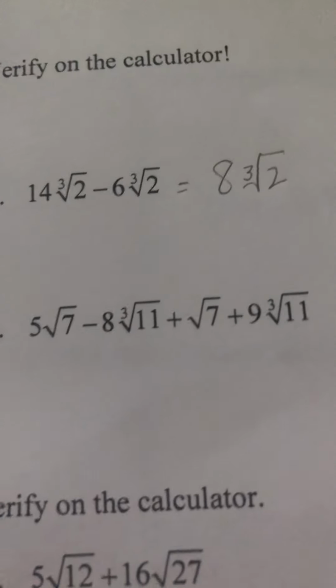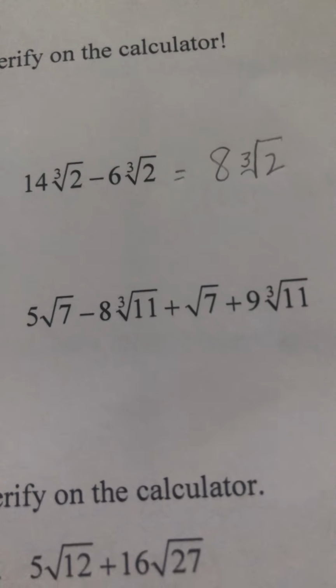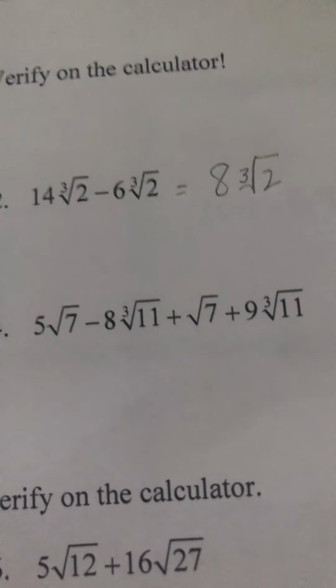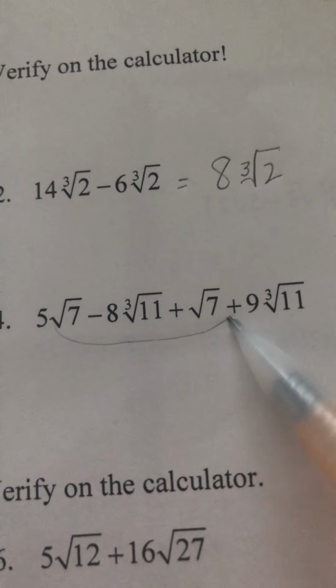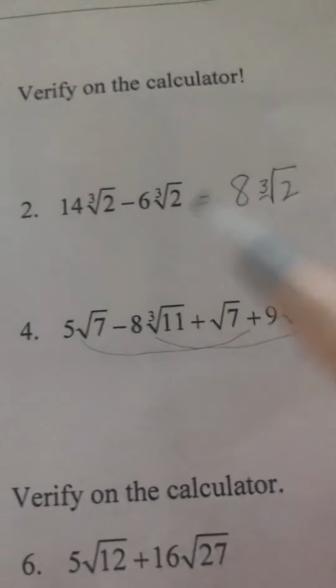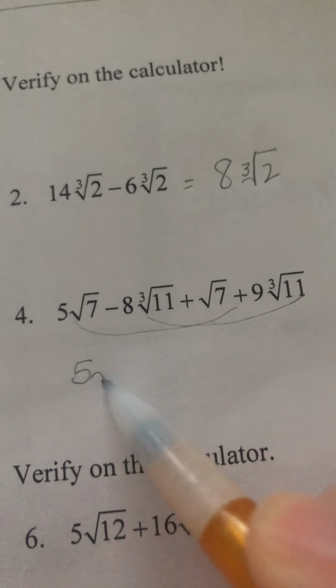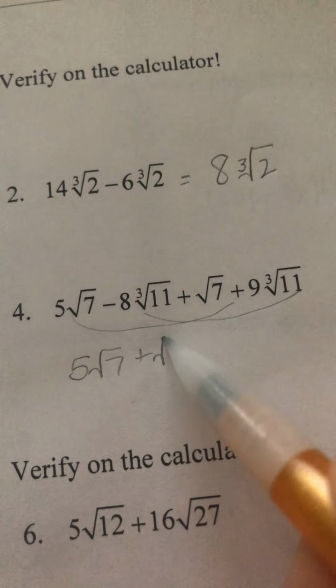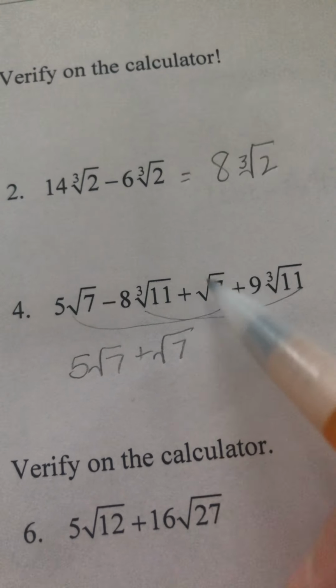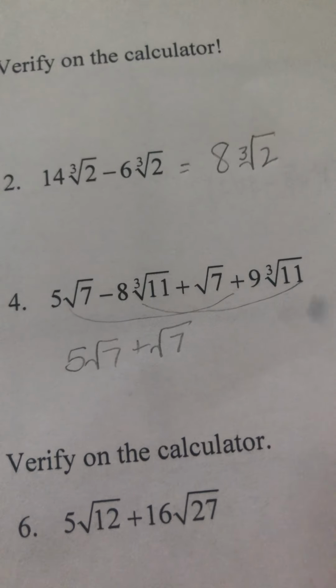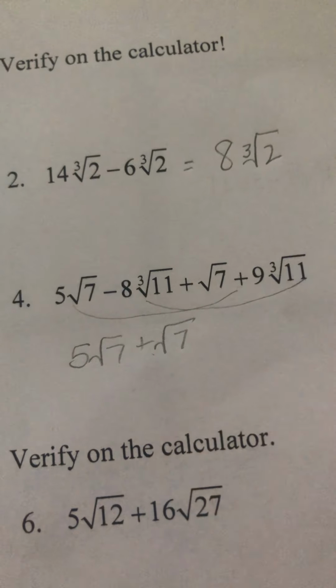And then this one. Okay, so you have to look for your like terms in here. So these are the like terms, and these are the like terms. So you're going to have 5 root 7 plus root 7, and I'm getting that from the plus in front of there. So you get 6 root 7 because there's an implied 1 out here.